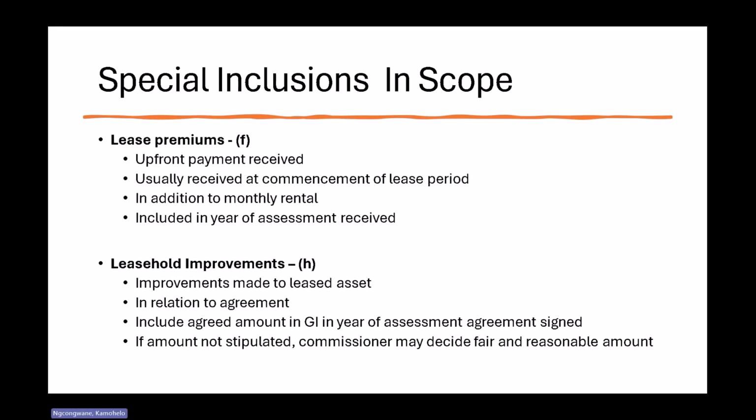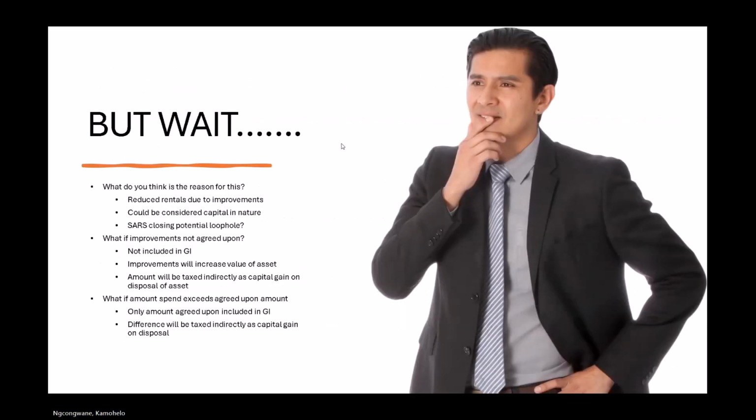So I have a few questions. If it says improvement to the asset has to be agreed, you include it in the gross income in the year that you've agreed on this. What happens if this is not agreed? As part of the lease agreement, there's nothing that says I have to make improvements to this asset.